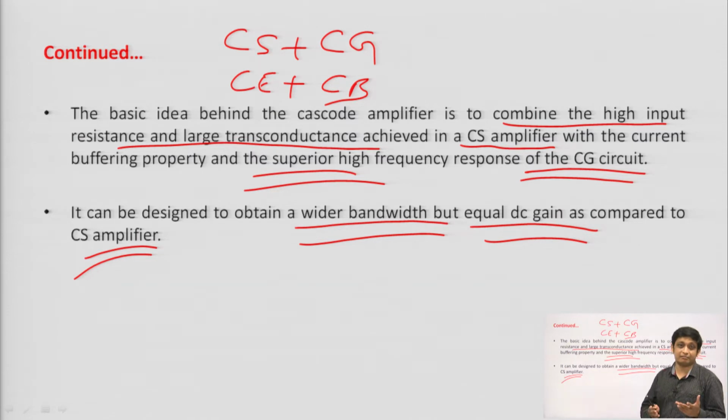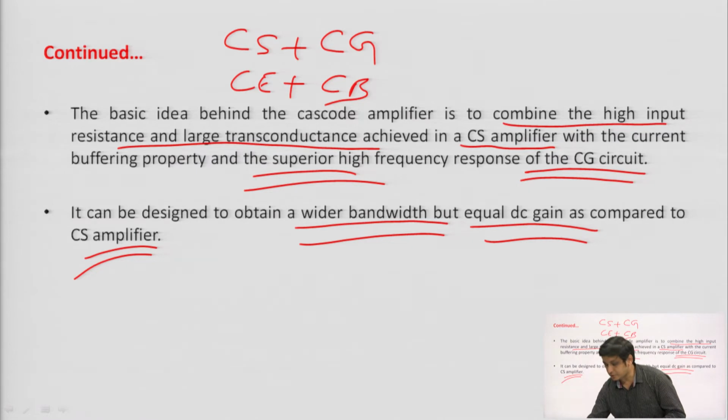So, you can see that this is another application of CG, although when we design voltage amplifier, we do not use common gate amplifier individually because of its lower input resistance, but the beauty of the common gate is that it can be combined with common source in order to enhance the overall performance, that overall performance is your bandwidth. The bandwidth is enhanced in cascode amplifier. That's all about cascode amplifier.